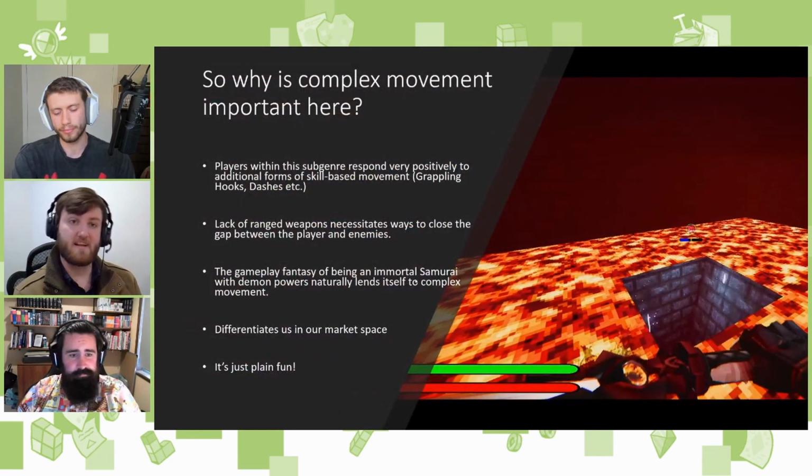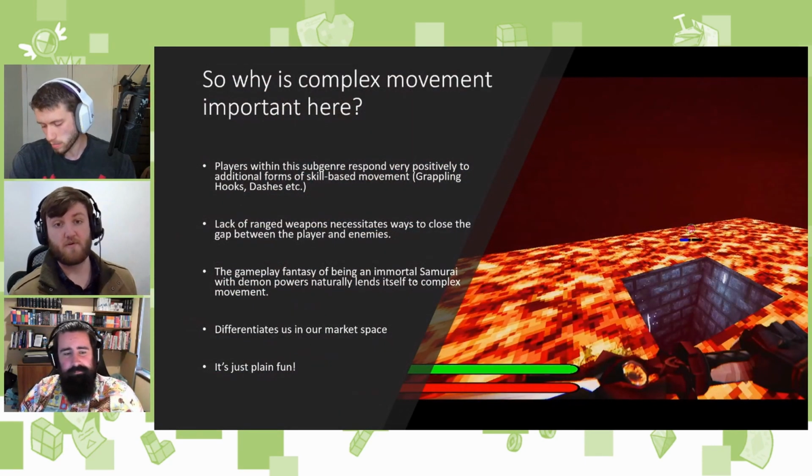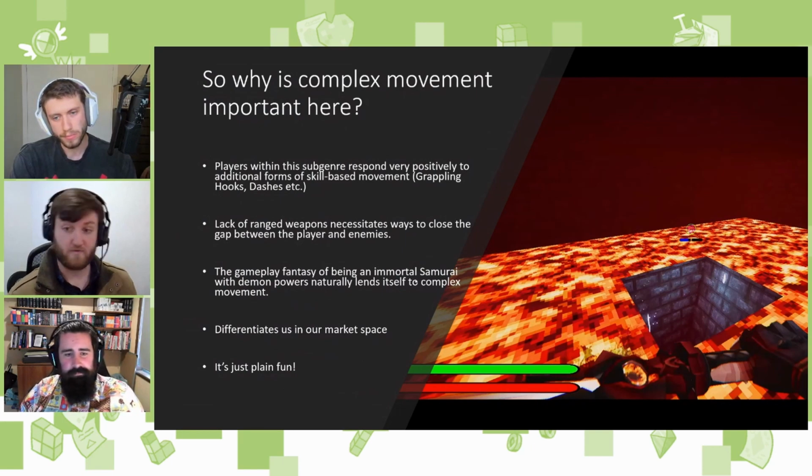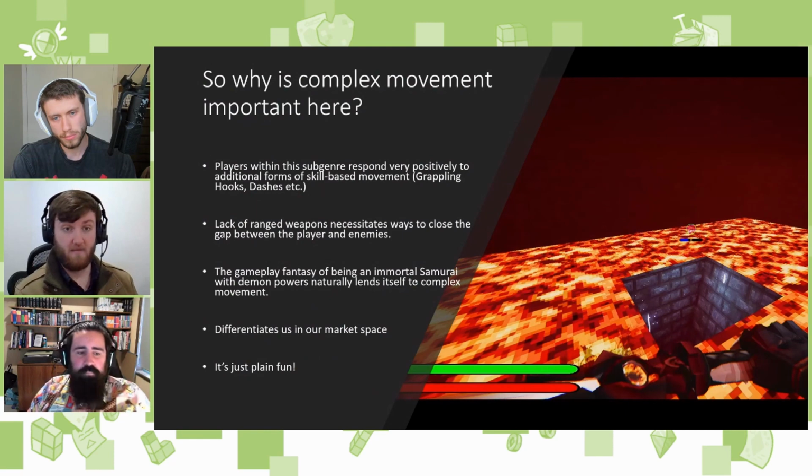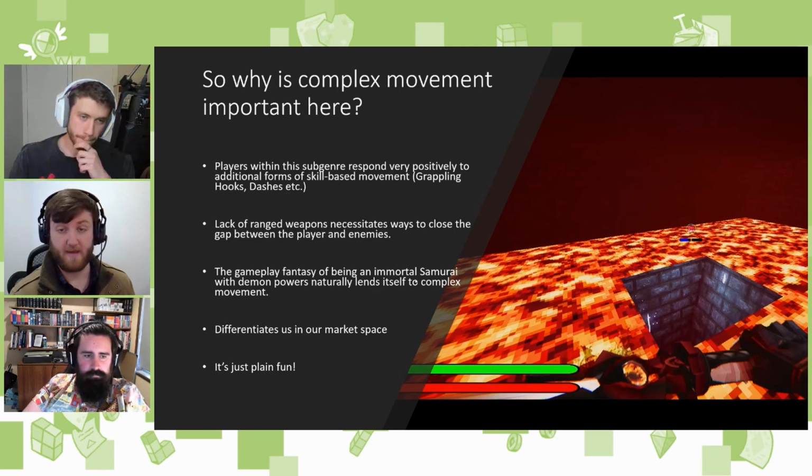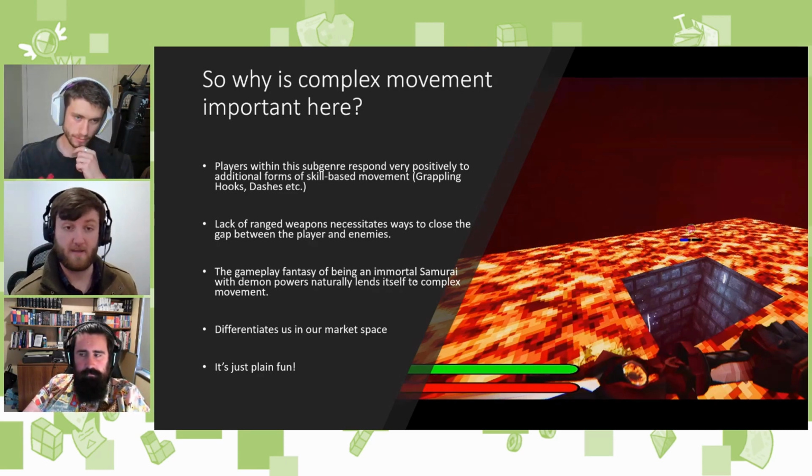So why do we need complex movement in this game? I figured this would be worth asking: why do we even want complicated movement? What's the reason for it? In this genre, there are a number of reasons that you would want to have a movement system that is beyond WASD and jumping and the basics of standard retro FPS Quake movement. And we have a couple reasons why we decided to go down this route.